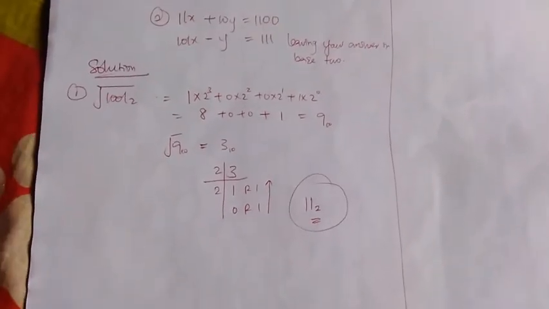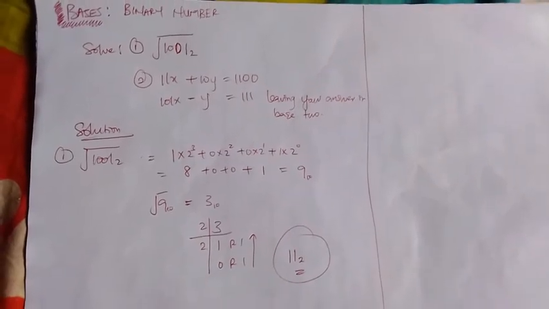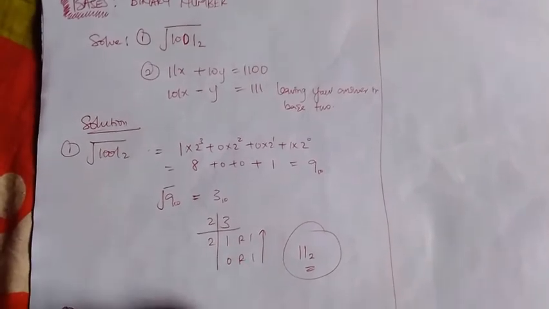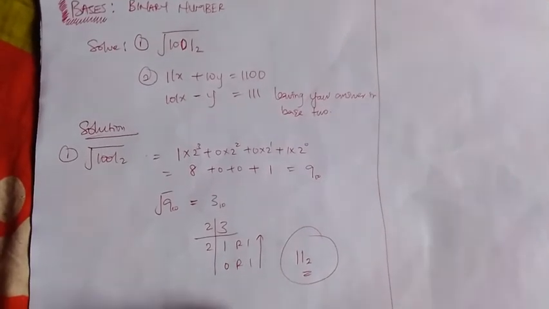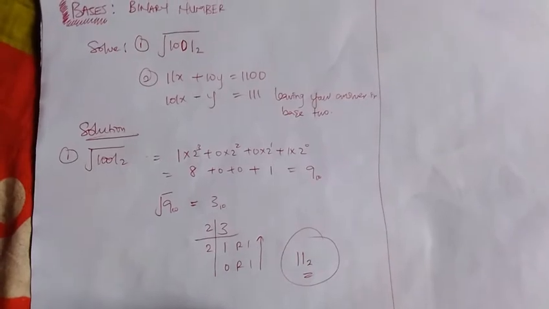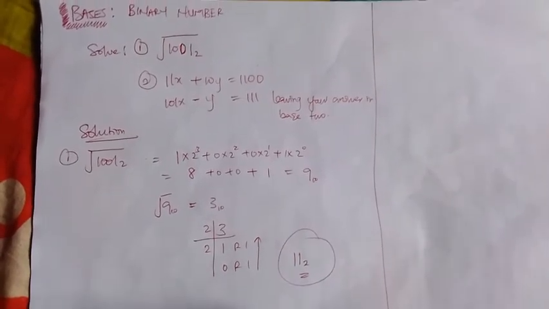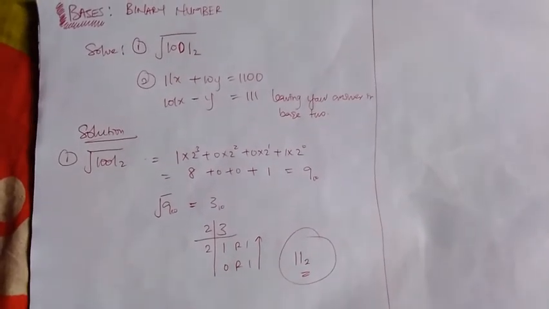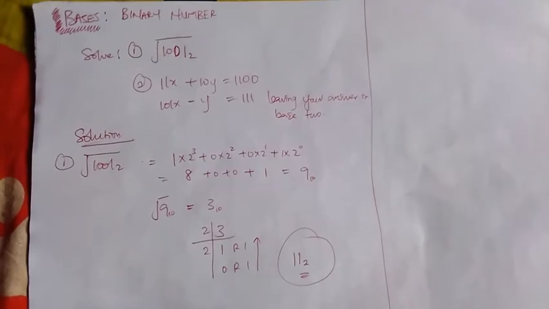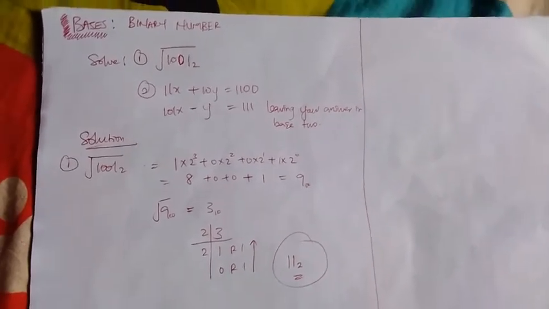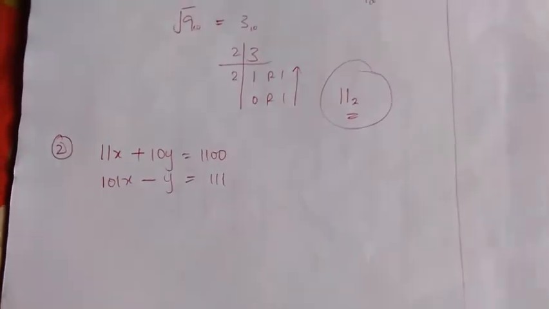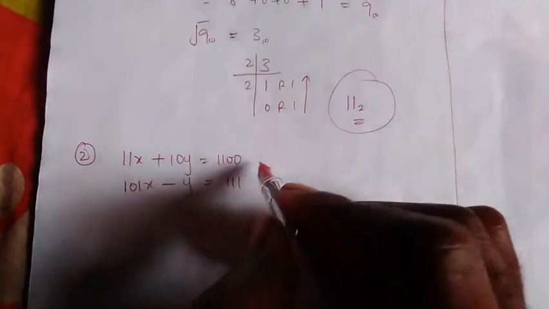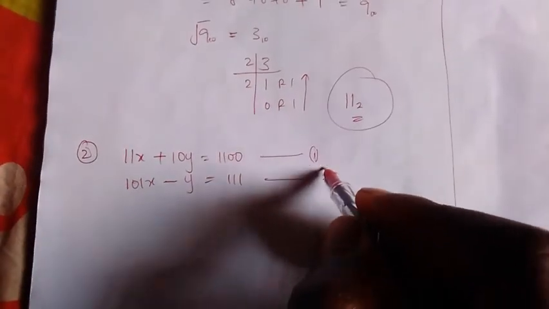For the second question, we're given 11x plus 10y equals 1100, and this is equation 1. And we have 101x minus y equals 111. The way to solve this question, also in this case, is to first convert to base 10 before we solve. This is equation 1, and this is equation 2.